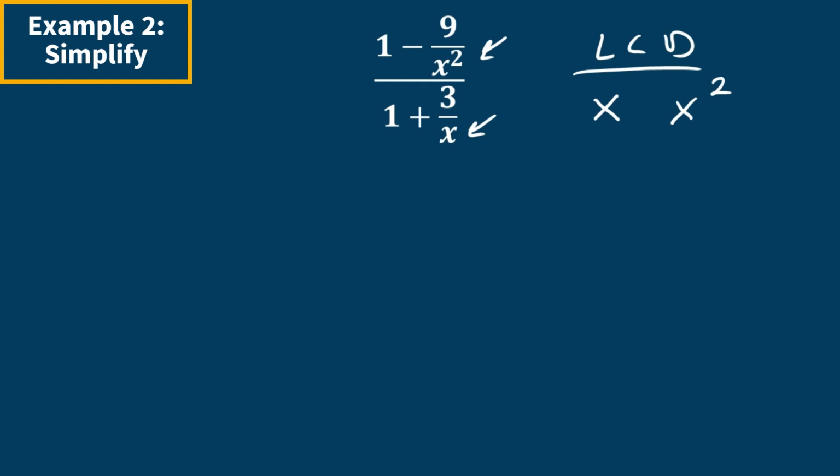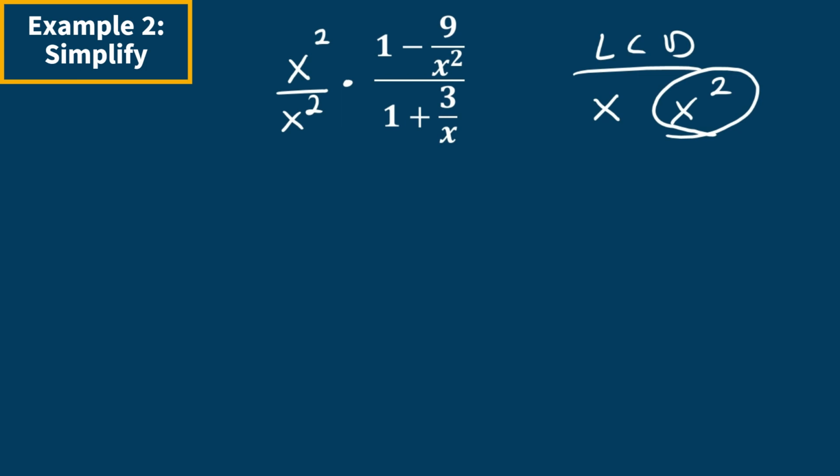Whenever you're dealing with variables, what you're going to do for your LCD is pretty much just keep the largest one. Like that. So our LCD is actually just going to be x squared. What we do from here is the same. We're going to multiply the top and the bottom by x squared. Like that. So let's go ahead and multiply this.